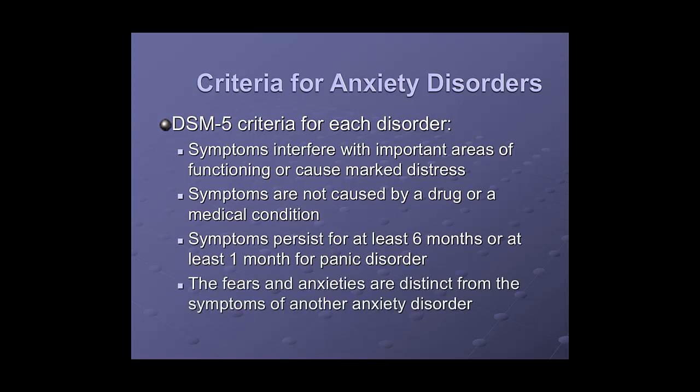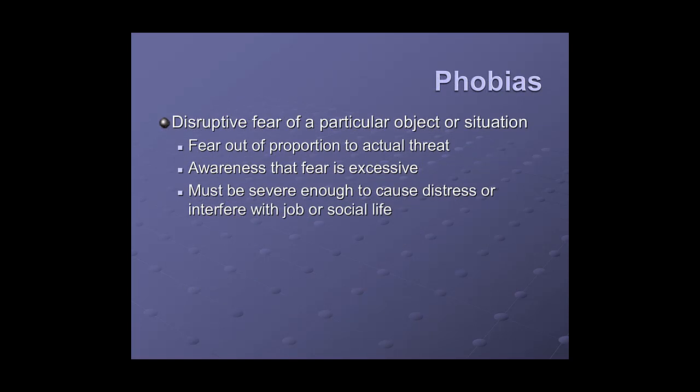So when I use that term phobias, what am I talking about? I'm talking about a disruptive fear of a particular object or situation. The fear is way out of proportion to the actual threat. And there is a certain level of awareness that that fear is excessive, that it is higher than what it should be or needs to be. To be diagnosed with a phobia, the anxiety must be severe enough to cause distress or interfere with that individual's life. With a specific phobia, we're really talking about a disproportionate fear of a particular object or situation.